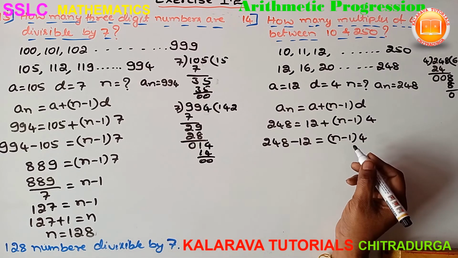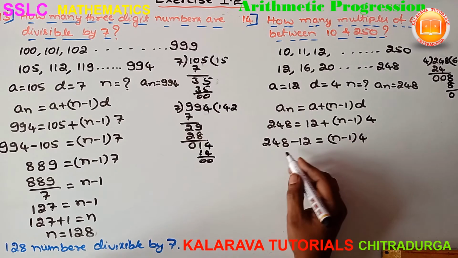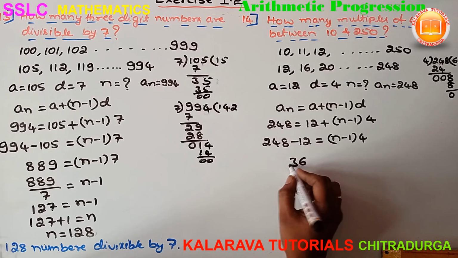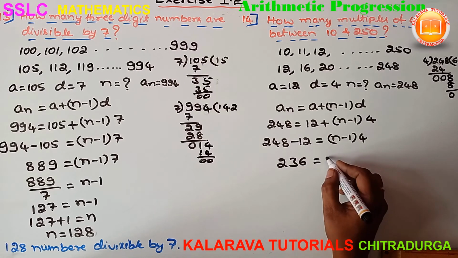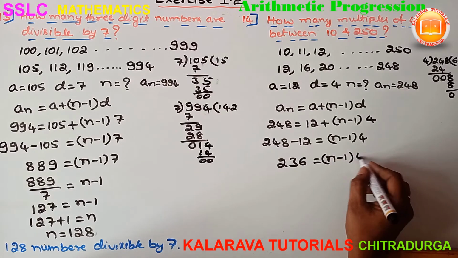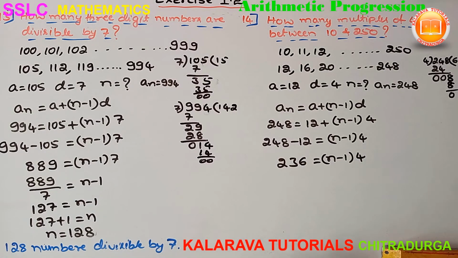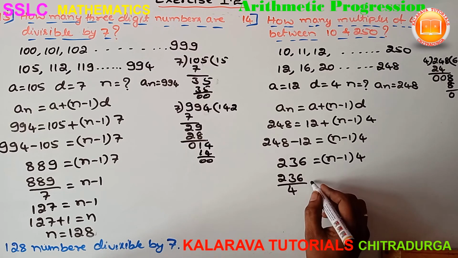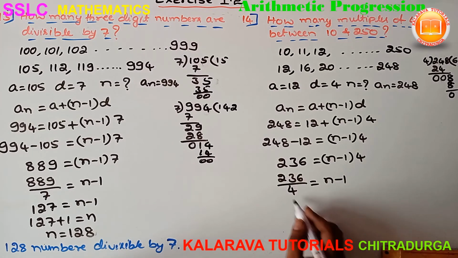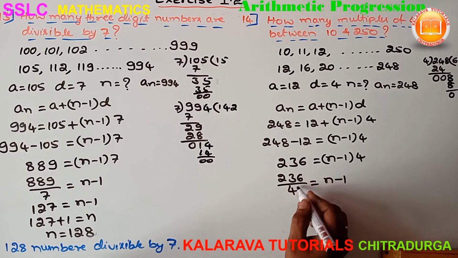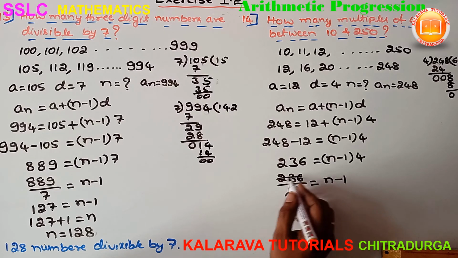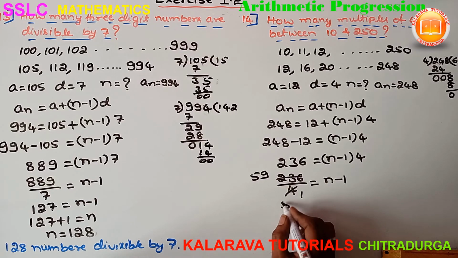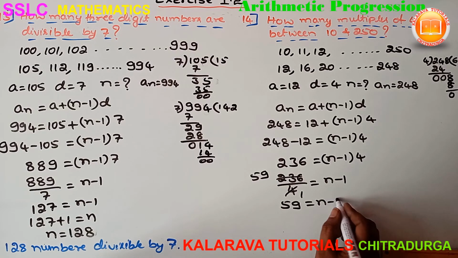We write it as it is. So now we have to subtract: 8 minus 2 is 6, 4 minus 1 is 3. That is 236 is equal to n minus 1 into 4. Now we have to transfer 4 to the left hand side. That gives you 236 divided by 4 is equal to n minus 1. By dividing 236 by 4: 4 ones are 4, 4 fives are 20, then 4 nines are 36. Here 59 is equal to n minus 1.